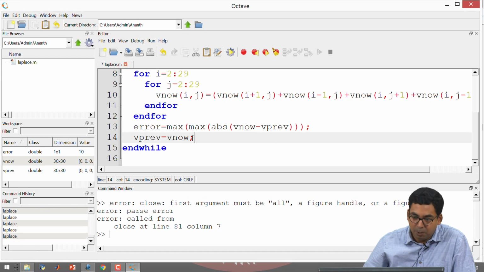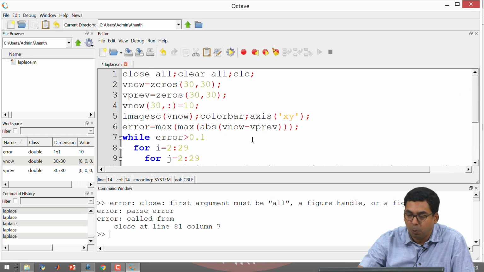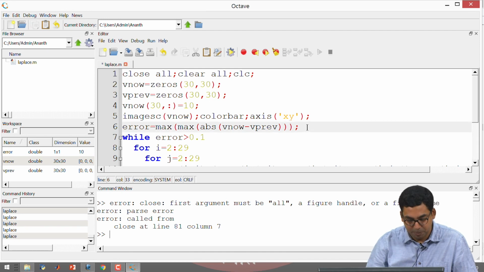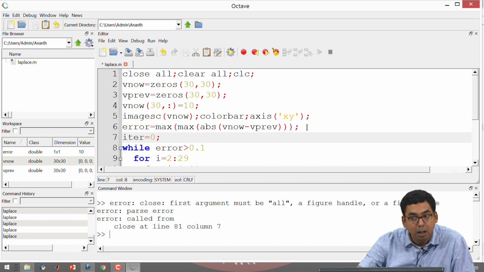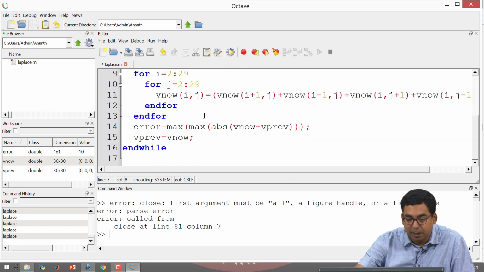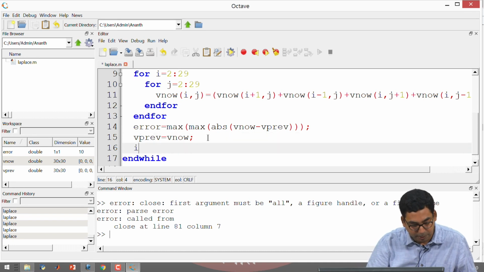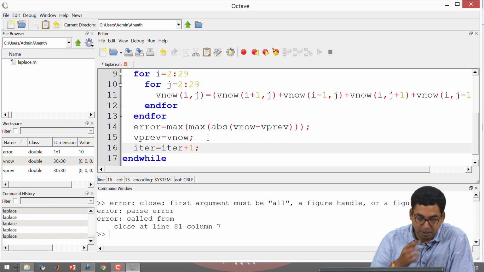Okay. I would also like to have more information when we are doing this. I would like to know how many iterations it takes, alright. So, we can keep a counter variable. Before I begin the loop, I can say iter is equal to 0, and each time when I finish one calculation and make V previous equal to V now, I would like to increment this iteration counter. So, I will say that iter is equal to iter plus 1.